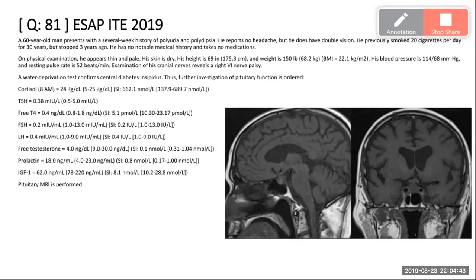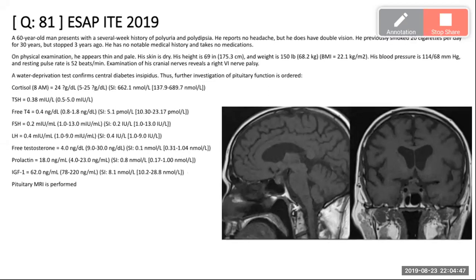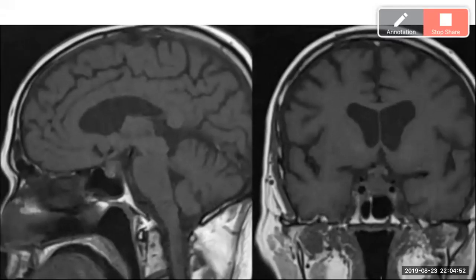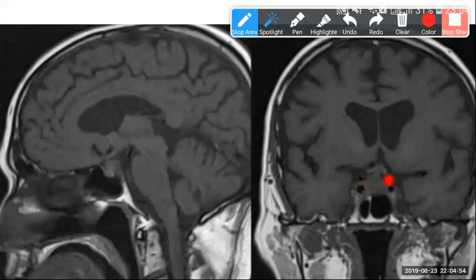I think it is just like the case I posted before. We see here just the same images, almost the same. This is a large pituitary gland and pituitary stalk. Metastasis.